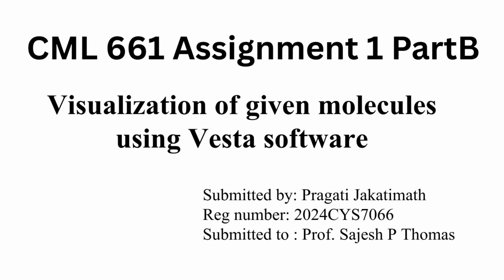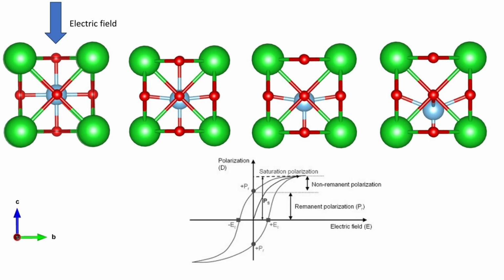The main goal of this assignment was to use Vesta, a powerful 3D visualization program, to model and understand the atomic arrangements in different crystalline materials. By looking at these models, we can better grasp concepts like coordination number, ionic radii, and how the structure influences the material's properties. Before we dive into the structures, let's quickly look at one key concept that often relates to these materials, that is, ferroelectricity and the electric field.